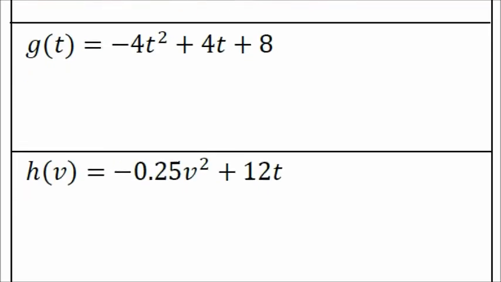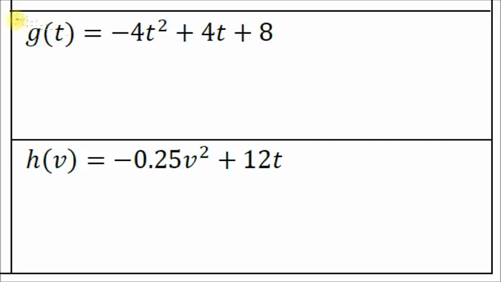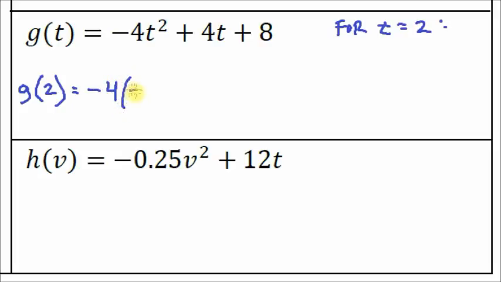Now instead of linear, we're going to do a quadratic. g of t is equal to negative 4t squared plus 4t plus 8. Let's evaluate this function. Let's say we're going to do it for t equals, let's just make it 2. So now we're going to have g of 2. Notice I replaced the t here. And then everywhere I see a t in my expression, I'm going to replace that with a 2, but I'm going to do it in parentheses.